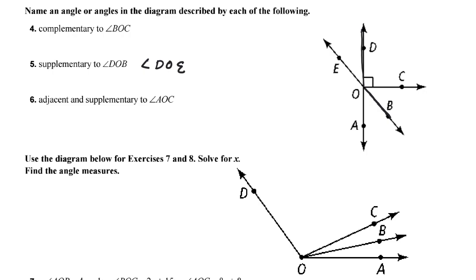Another angle that is supplementary to DOB is angle BOA. And the reason those two are is because they form a straight angle, and you know that the angle measurement for a straight angle is 180 degrees.